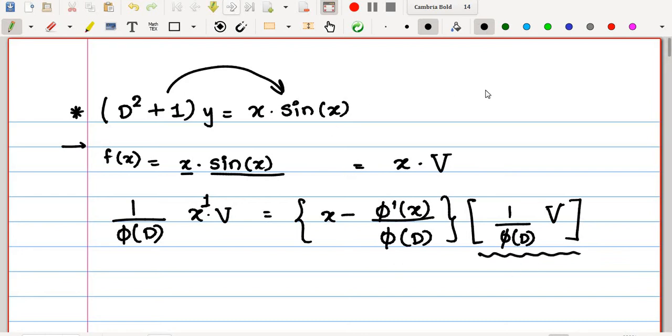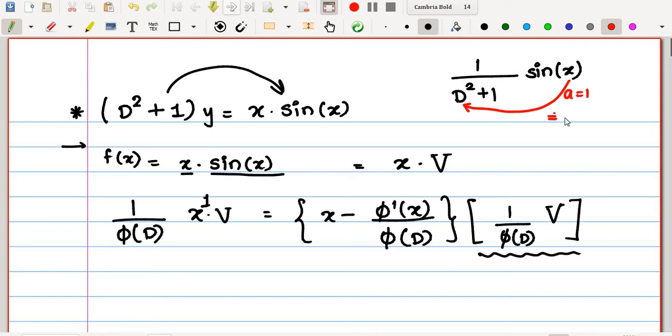So here in this case, if we operate 1 upon D squared plus 1 on the trigonometric function sin x, the shortcut formula for trigonometric functions is to replace D squared by minus a squared. Here a is equal to 1. This implies minus a squared is equal to minus 1. And if we replace D squared by minus 1, this will be the case of failure. Means we cannot apply this formula because we are getting a case of failure here. Then we go for the variation of parameters method.